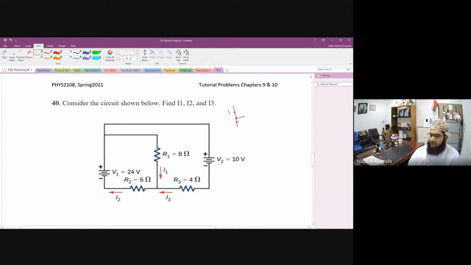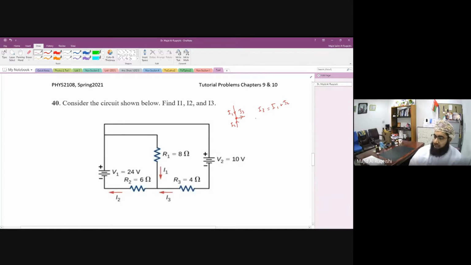So if we say that I1 is going inside and I2 is upward, you can see I1 and I2, when they meet together, they go together. They are not cancelling each other. So this is why they are not vectors. They are scalar. So this is why we can add them together easily. And then we get I3 here. So actually I3 equals I1 plus I2.